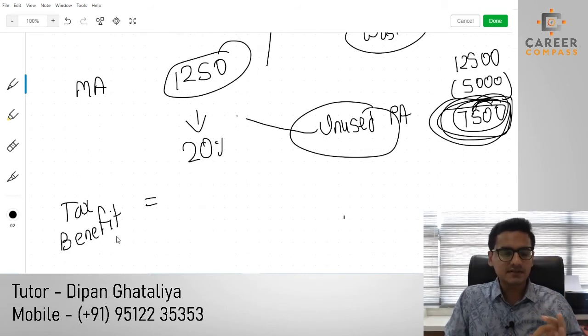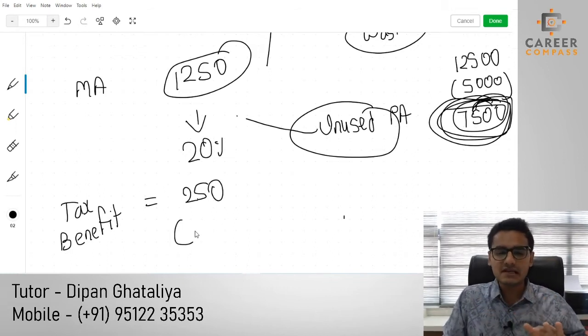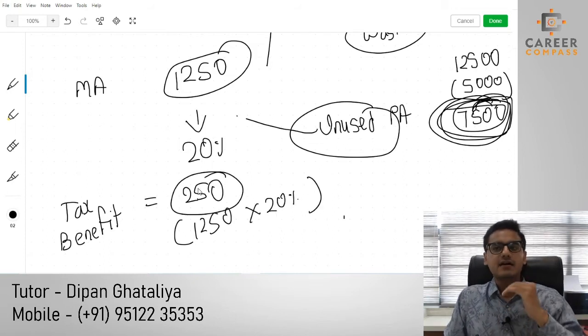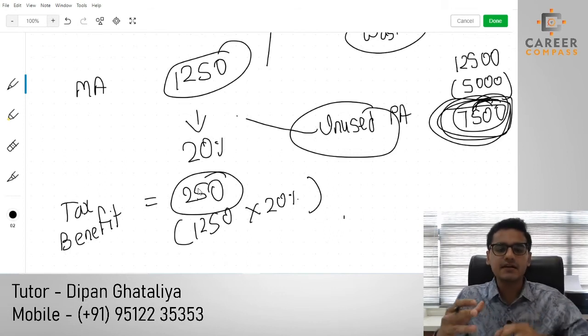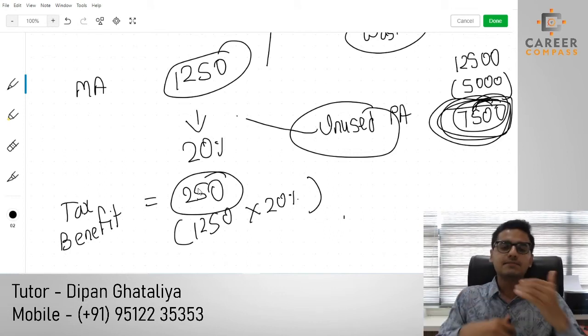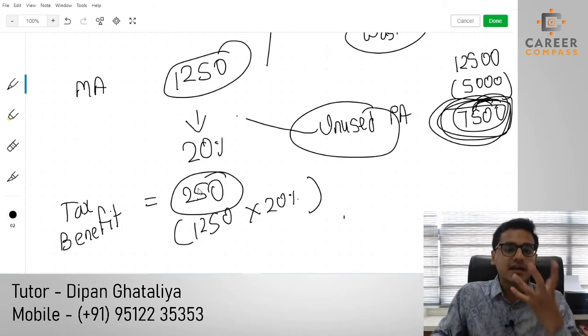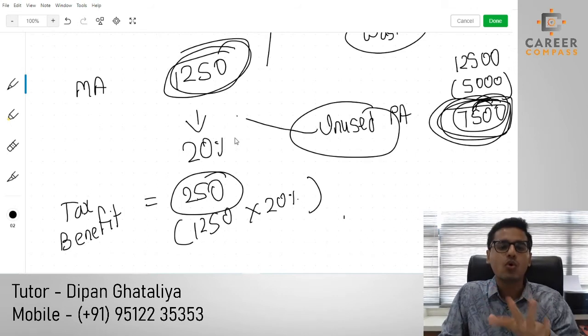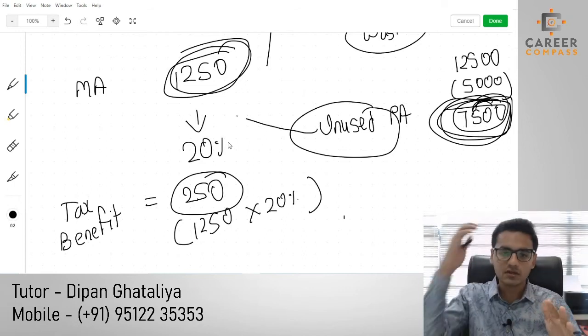And if you calculate the tax benefit in amount, the tax benefit of 20% will be £250. That is 1250 multiplied by 20% tax benefit. So the husband will get a reduction in their tax liability by £250. The husband's tax liability will be reduced by £250 if the husband claims the marriage allowance of 1250. Okay, I hope you are getting this point. First of all, this is the logic behind this whole thing.